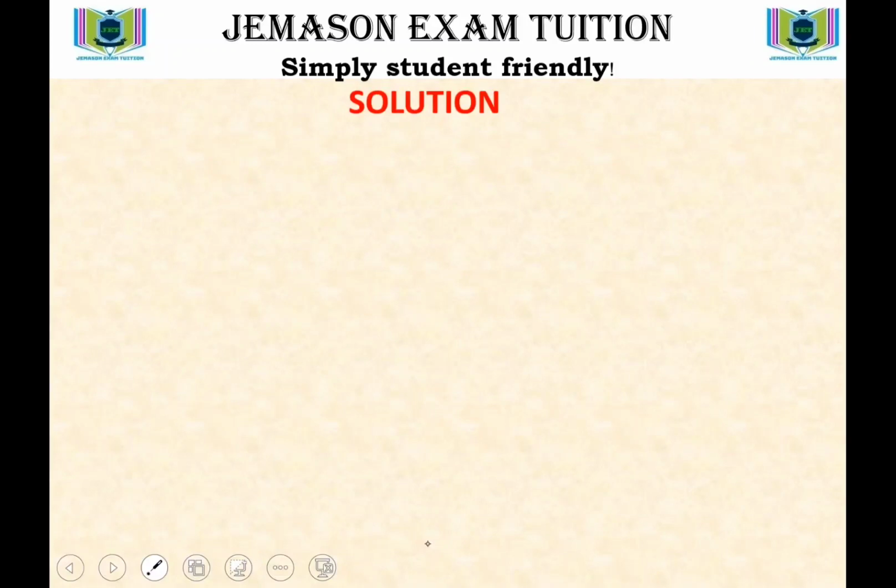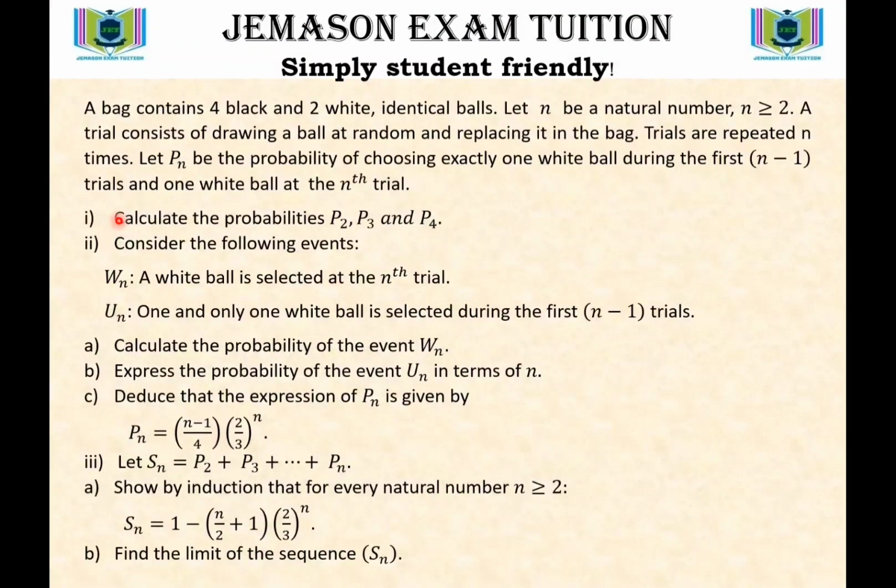Okay, we begin straight away with the solution, and the first part says we should calculate the probabilities P2, P3, and P4. We have to recall the definition of Pn in the question. It actually consists of two events. So Pn is a compound event made up of two events: choosing exactly one white ball during the first n-1 trials, and note the word and, one white ball at the nth trial. So the two events are linked by the word and, so we're going to be multiplying their probabilities to obtain Pn.